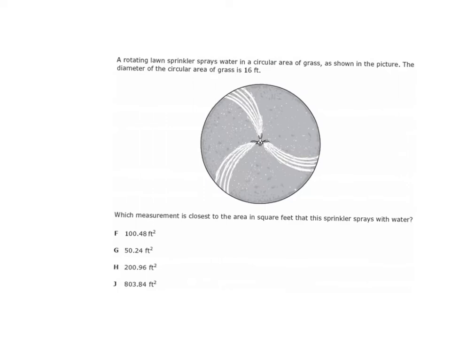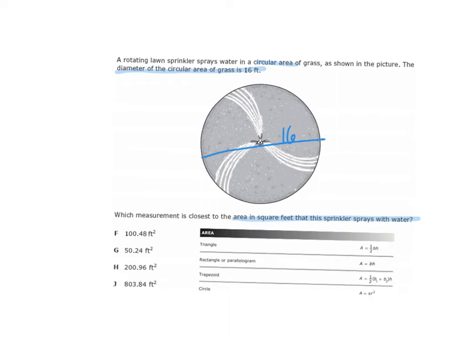This problem tells us that a rotating lawn sprinkler sprays water in a circular area of grass as shown in the picture, and it tells us that the diameter of the circular area is 16 feet. We want to know the area in square feet that the sprinkler sprays with water. So I'm going to add the diameter to my diagram, and then find the area of a circle on my formula chart. There it is, pi r squared. Now the only problem is I don't know my radius. I can figure it out though.